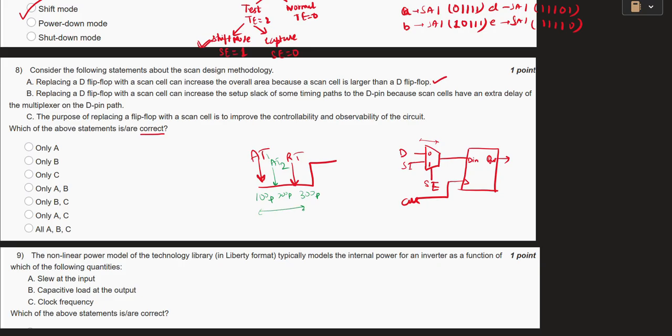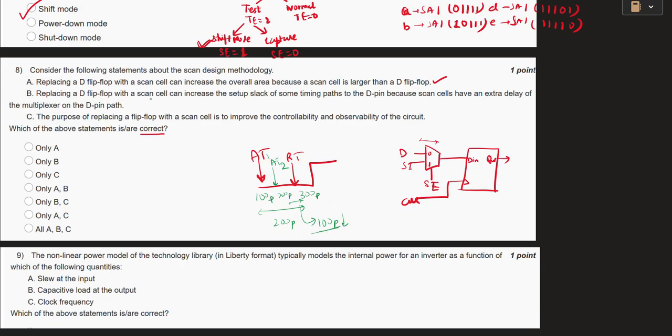So earlier my slack was 300 minus 100, that was 200 picosecond. But due to this introduction of scan cells, my arrival time will be increased because of the delay due to these muxes. So you can see this arrival time is now 200 picosecond, and due to that the slack, that is the difference of required time and arrival time, the setup slack, has now reduced, right?